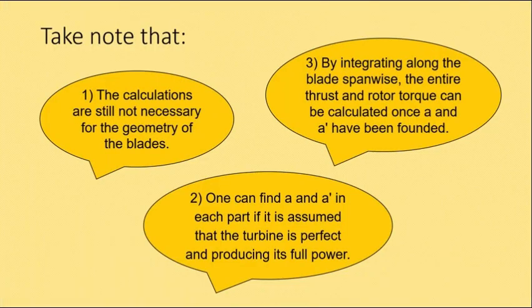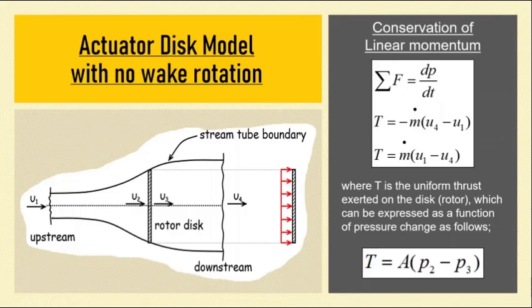Take note that first, the calculations do not yet require the geometry of the blades. Second, one can find A and A prime at each part if it is assumed that the turbine is perfect and producing its full power. Third, by integrating along the blade span-wise, the entire thrust and rotor torque can be calculated once A and A prime have been found. This diagram is a streamtube disk model with no wake rotation.